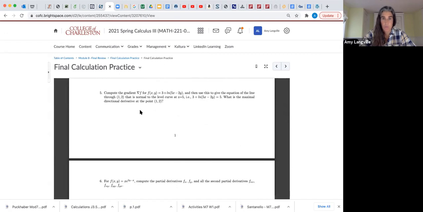Getting gradients, remembering that the gradient actually points you in the direction of the maximum. It maximizes the directional derivative. So don't freak out when you see that phrasing, right? Directional derivative can go in any direction. They'll give you a vector they're interested in.